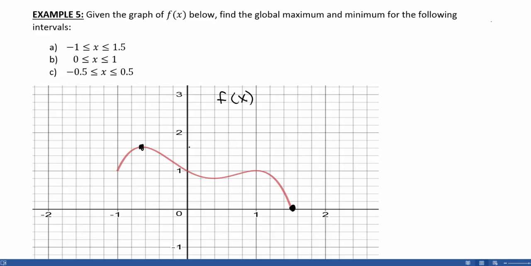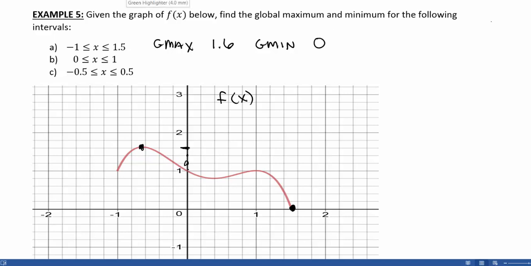So now I need to find their corresponding y values. So here, this highest point appears to happen at y equals 1.6. So remember, these intervals are counting by 0.2. So we have 1, 1.2, 1.4, 1.6. So I would say here that the global max is 1.6 and the global minimum, if you look here, is going to be at 0. So that happens at y equals 0.